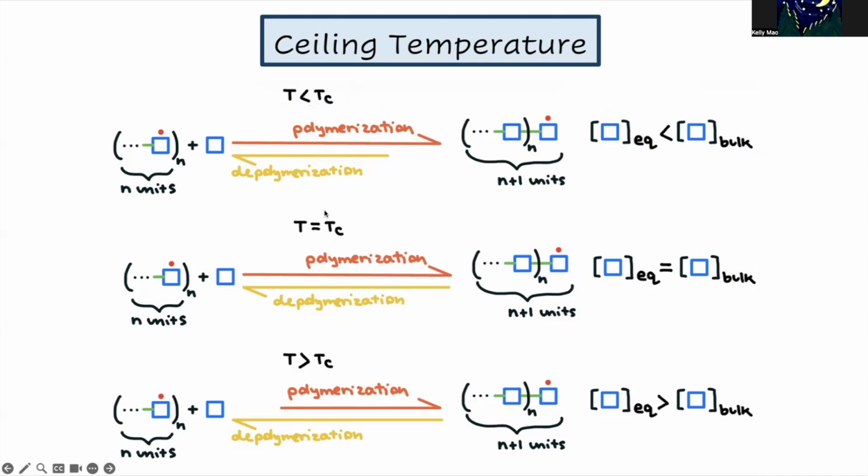If we increase the temperature to be at the ceiling temperature, at this point, the concentration of monomer at equilibrium is equal to the concentration of monomer in the bulk, and there is no driving force for polymerization or depolymerization. Hence, we can see that these two arrows for the forward and backward reaction are equal. As we increase the temperature beyond the ceiling temperature, the amount of monomer at equilibrium becomes greater than the current bulk concentration. As such, to move towards equilibrium, the reaction shifts in favor of depolymerization to increase the amount of monomer present.